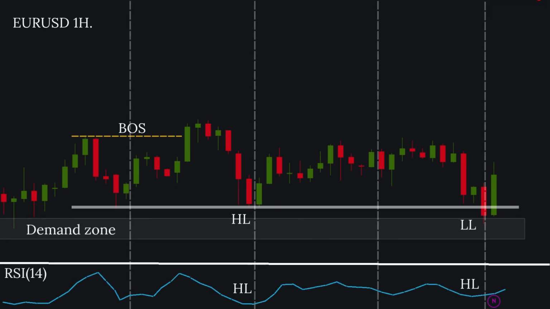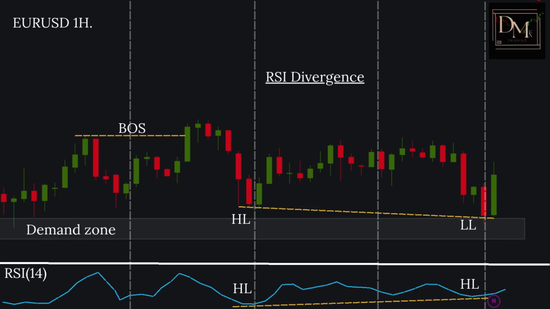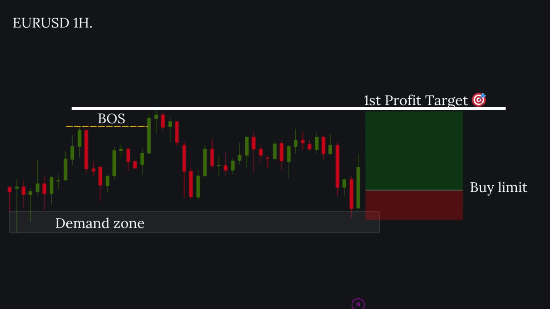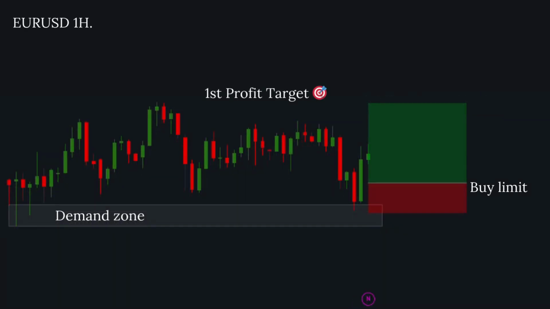Taking a closer look at the RSI indicator, we observed that while price was making a lower low, the RSI was making a higher low. This divergence between price and RSI signals a false bearish intent, adding more confluence to the setup and increasing the overall probability of the trade. Now, because entering immediately would result in a wide stop loss, a buy limit order was placed at 50% of the confirmation candlestick. The stop loss was placed just below that candle. The first profit target was the swing high of the range, and eventually, take profit was reached.